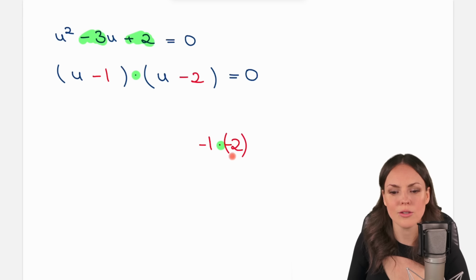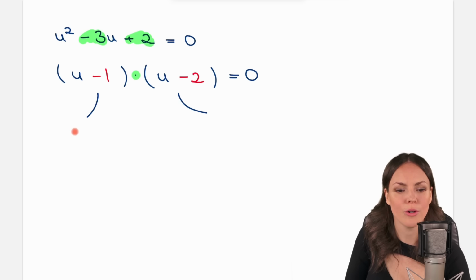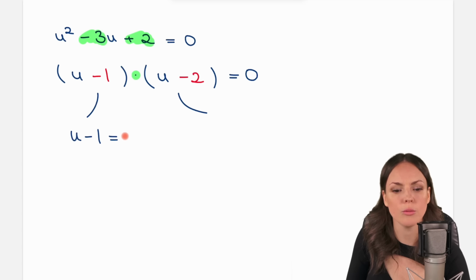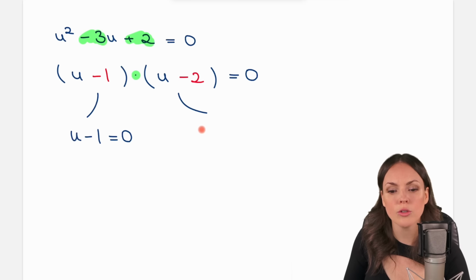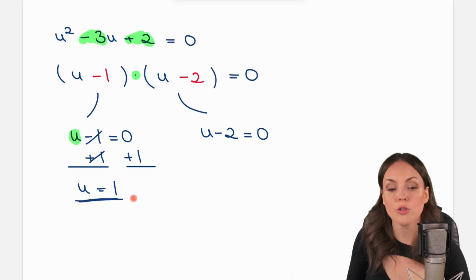So now I can solve this equation because I have something times something is equal to 0. So I know that either this thing has to be equal to 0 or this thing. So I can write down two smaller equations by taking the first part, u minus 1 has to be equal to 0, or the second part, so u minus 2 has to be equal to 0. Let's solve this equation for u by adding 1 on both sides of the equation so that we have our u. This cancels out, and this is equal to 1, our first solution.